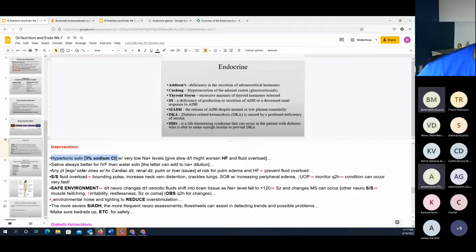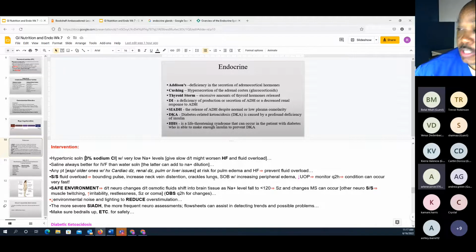But we really have to be careful with this, because they can become hypernatremic very quickly. All right, so we have to really be careful about how much of this we're giving. We have to really monitor them, in other words. All right, so saline is always better for IV fluids than a water solution, because the water can add more dilution to the system. So just keep that in mind.